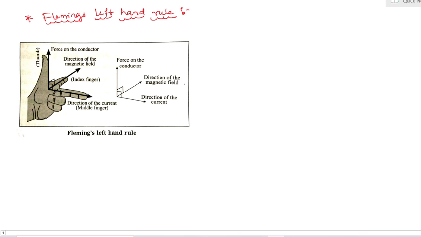Yes, my dear students, here the thumb indicates force on the conductor, the index finger indicates the direction of the magnetic field, and the third one, the middle finger, indicates the direction of the current.